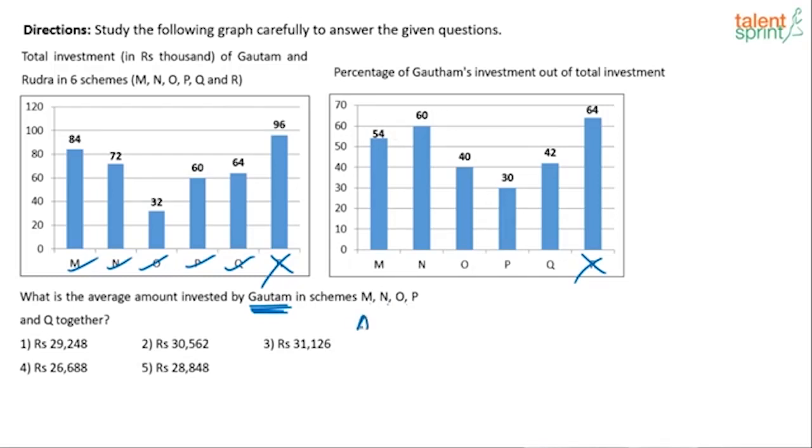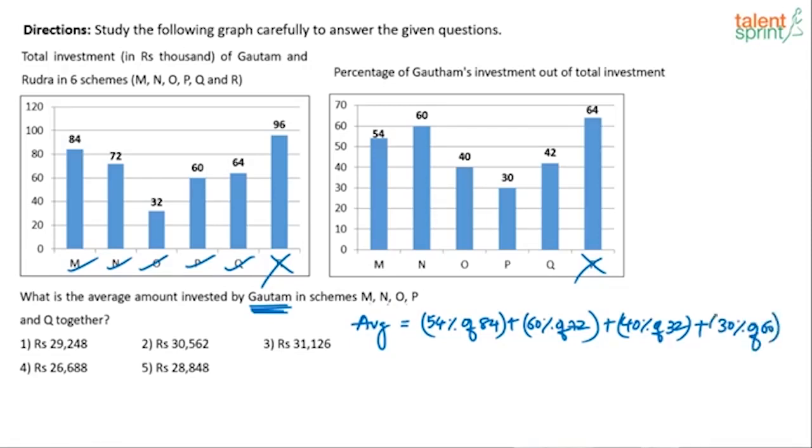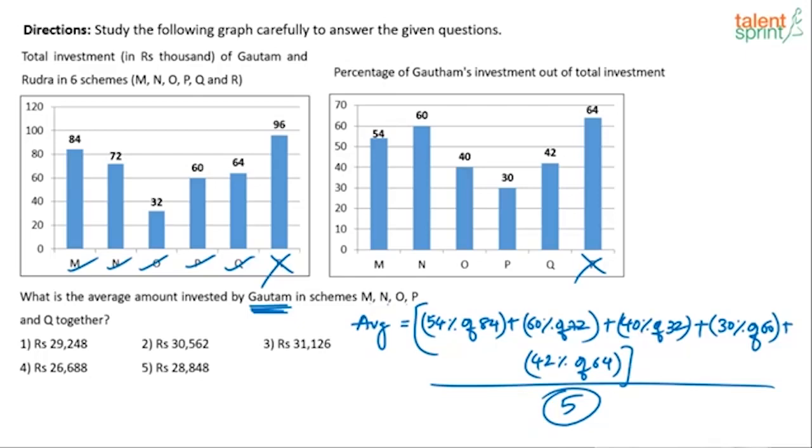So the average here will come out like this: 54% of 84, plus, you should be able to visualize this, 60% of 72, plus, there are 5 schemes, right? 40% of 32, plus 30% of 60. Some of these are very, very easy to calculate. Plus 42% of 64. This divided by 1, 2, 3, 4, 5. Divided by 5. So this calculation needs to be done.